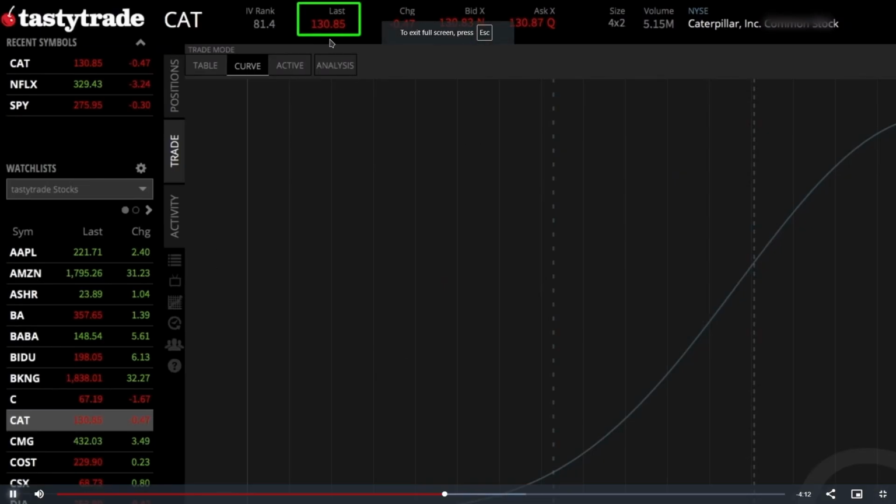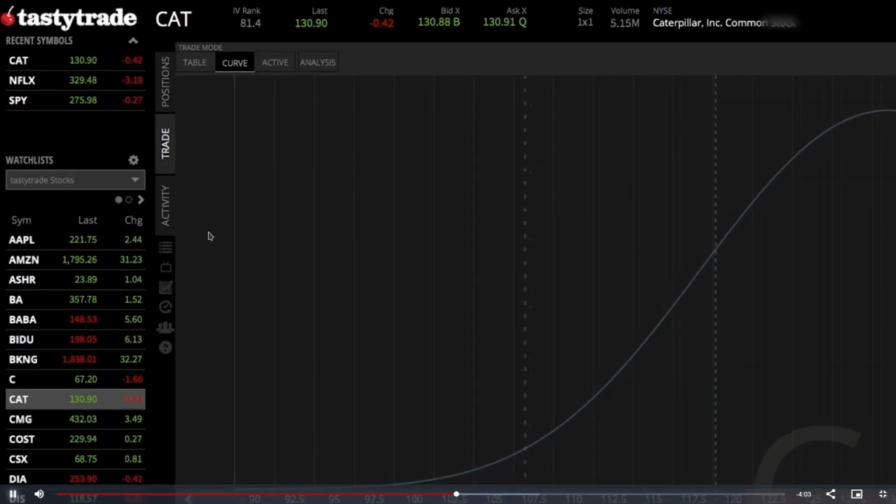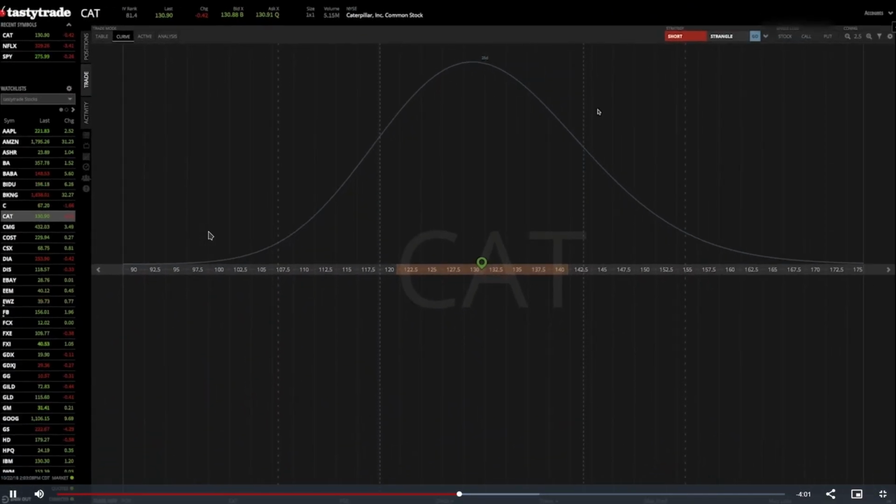The stock price is currently around 130, and it is down 47 cents today. 5 million shares have traded today, so you know it's a very popular and liquid stock. Right now we're on the trade tab, looking at the curve view, which will be very similar to the visual strategies you've seen in the course.